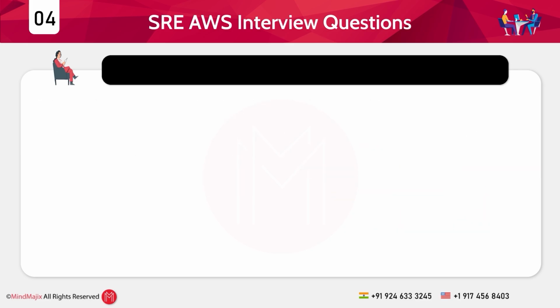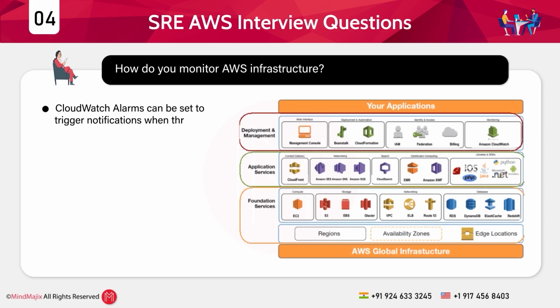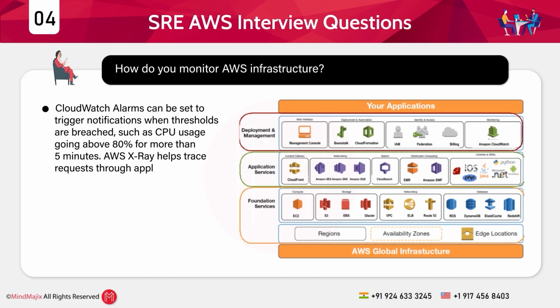The next question is, how do you monitor the AWS infrastructure? So monitoring AWS infrastructure starts with AWS CloudWatch, which collects the metrics, logs, and events from AWS services. So CloudWatch alarms can be set to trigger notifications when the thresholds are breached. So for example, when CPU usage is going above 80% for more than 5 minutes.